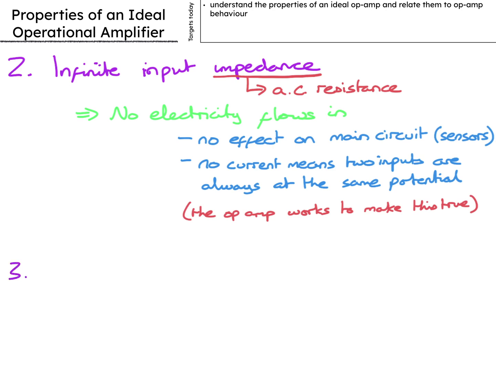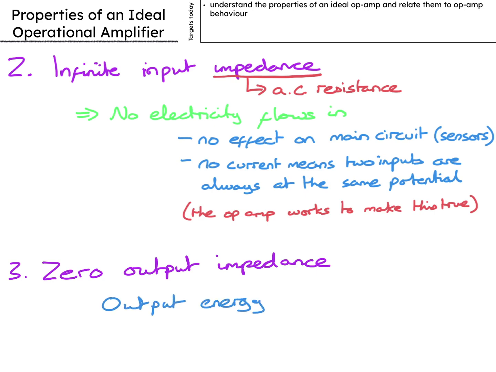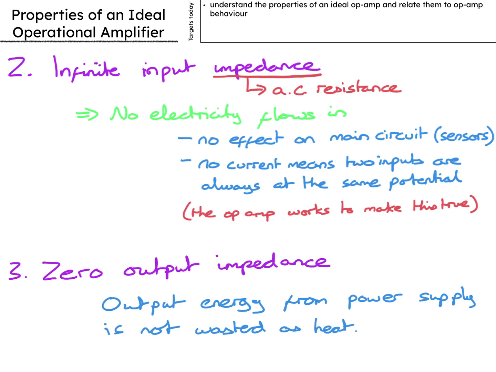That leads nicely onto property number 3, 0 output impedance. Now we know what impedance is. This one's pretty obvious really. The output energy will come from the power supply. Having 0 output impedance simply means that we won't waste any energy. So property number 3, 0 output impedance.